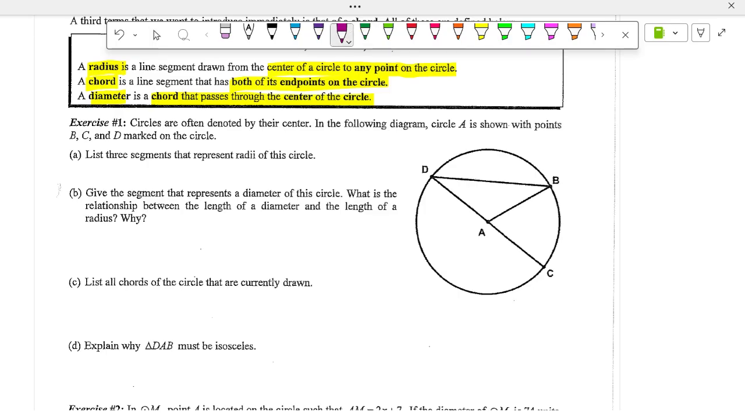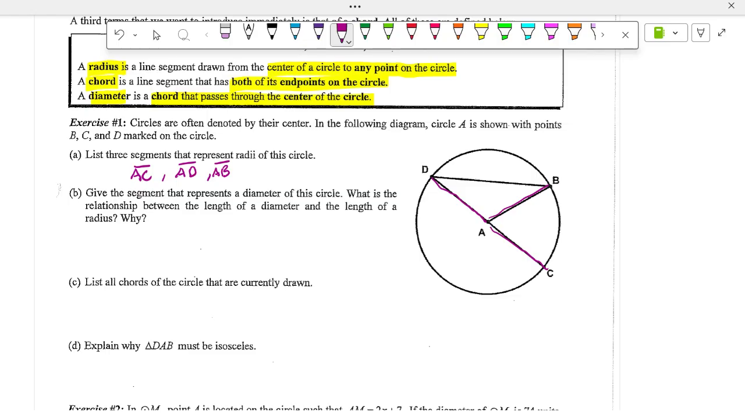So, first it asks to list all three radii, so all the radiuses on here. Someone name me one. AC is one. AD is another. And AB is the other one. Good. So here, here, and here are all radiuses.